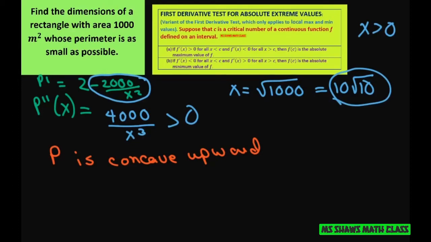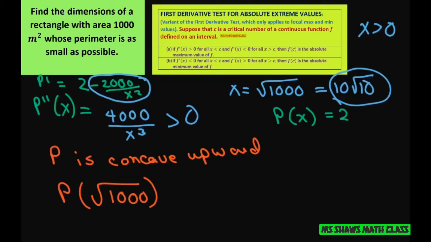And what we want to do is find the absolute minimum value by evaluating p of square root of 1,000. So you just plug it into our original formula, which was p of x equals 2x plus 2,000 divided by x. When you plug that in, you're going to get 4 square root of 1,000.